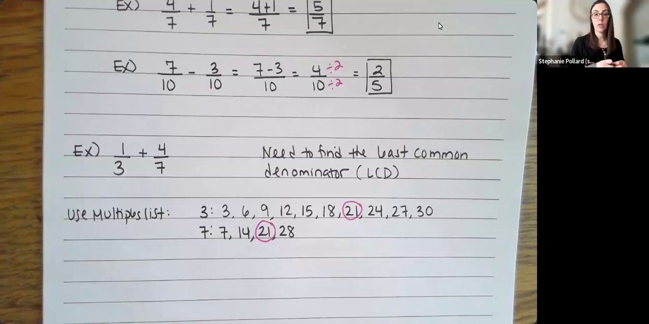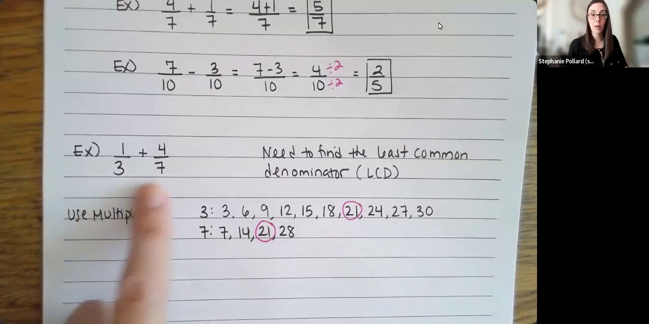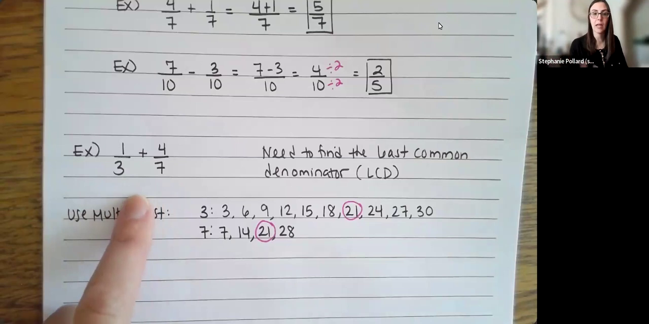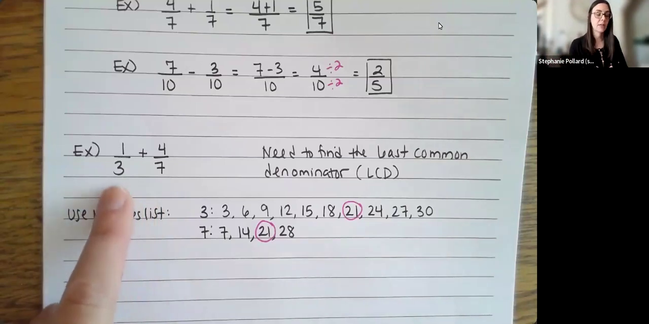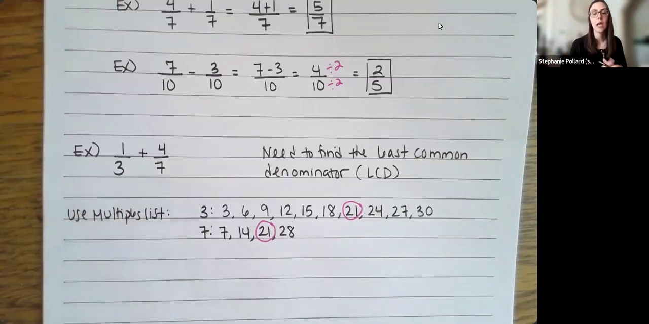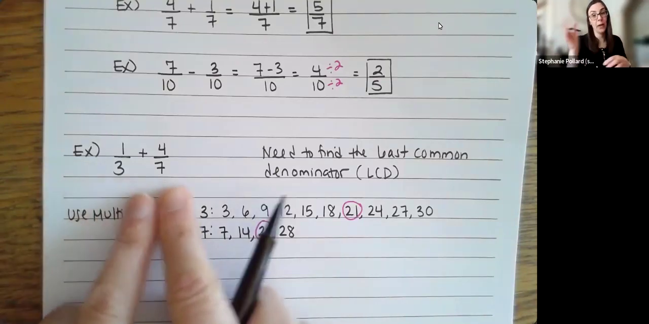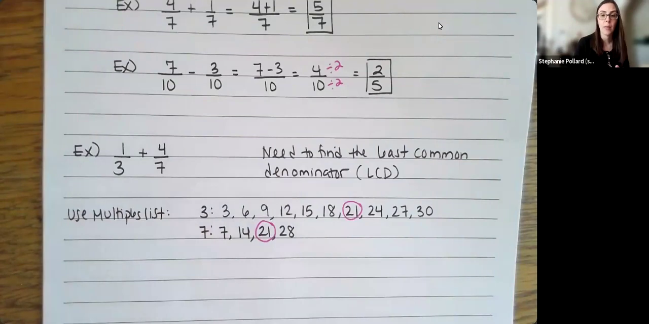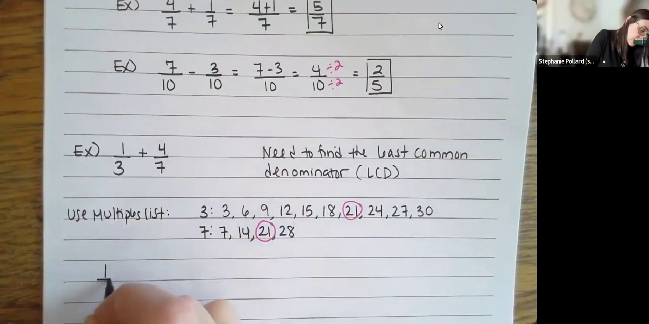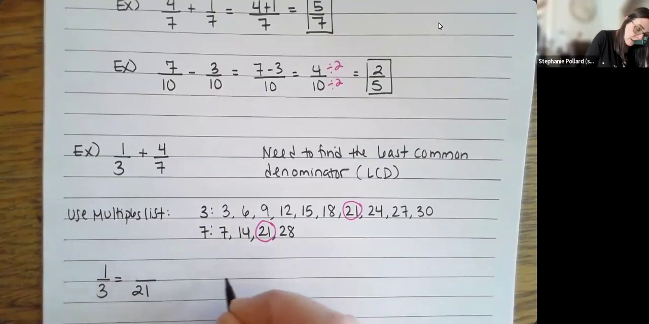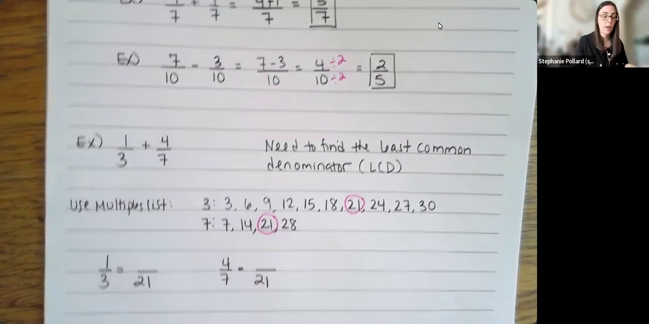Another way to think of it is you could say to yourself, well, what number would these both go into, right? Like 3 times what and 7 times what would give me the same number. So when you're looking for a common denominator, the answer is usually bigger, not smaller, which is a common mistake. So I'm going to use 21 here. And what I'm going to do is I'm going to take that 1/3, I'm going to change it to 21. I'm going to take that 4/7 and I'm also going to change it to 21.